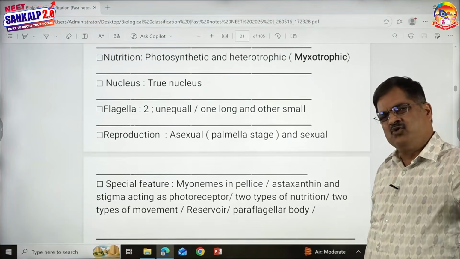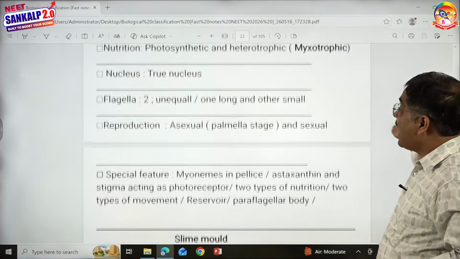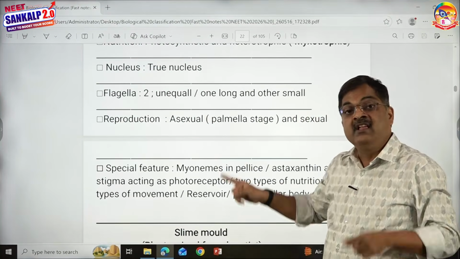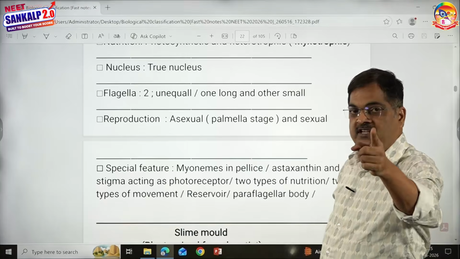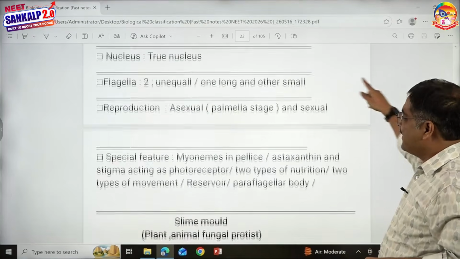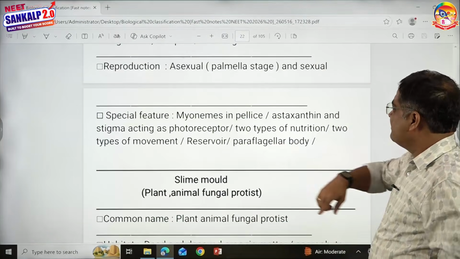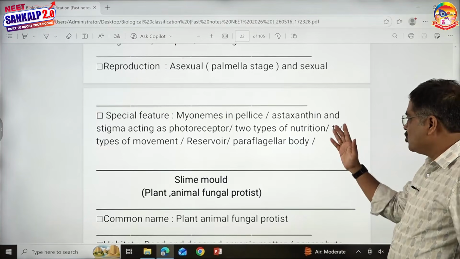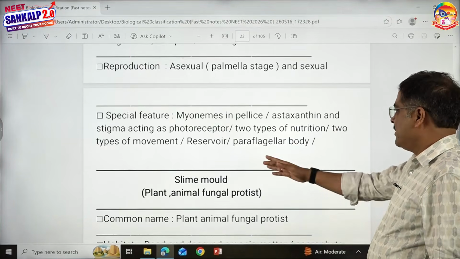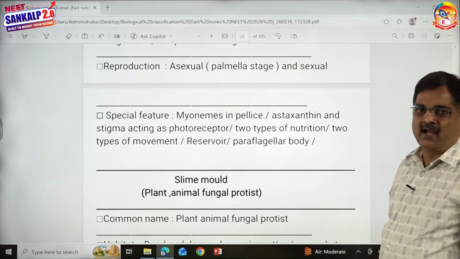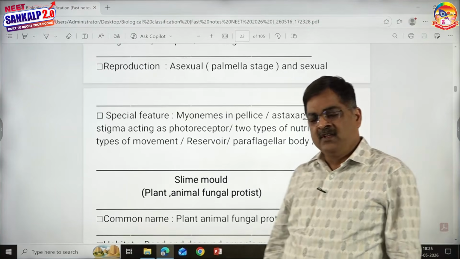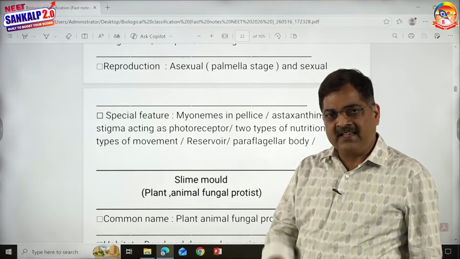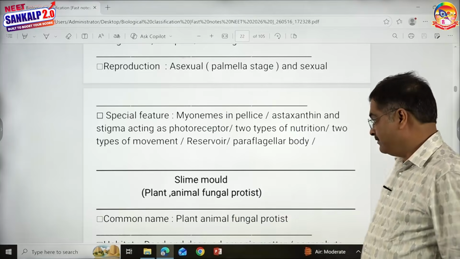Nucleus, same, true nucleus in all three. Flagella, two unequal, one long and one small, just like dinoflagellates, because in diatoms there are no flagella. Reproduction is asexual. Myonemes and pellicle, astaxanthin and stigma acting as photoreceptors. Two types of nutrition, two types of movement, reservoir, paraflagellar body: there is only an outside chance for these statements to come in the exam. No need to remember them.